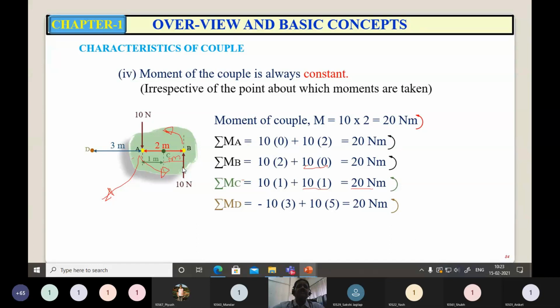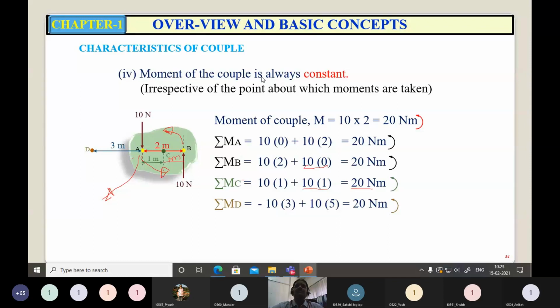Now, what is the moment of this 10 Newton force which is acting at B about point D? It is 10 into the perpendicular distance from D to B, that is 3 plus 2, 5 meters. So it is 10 into 5. And what is the sense of rotation of this 10 Newton force about point D? Yes, anti-clockwise. So plus 10 into 5. So the net moment is again 20 Newton meter anti-clockwise.